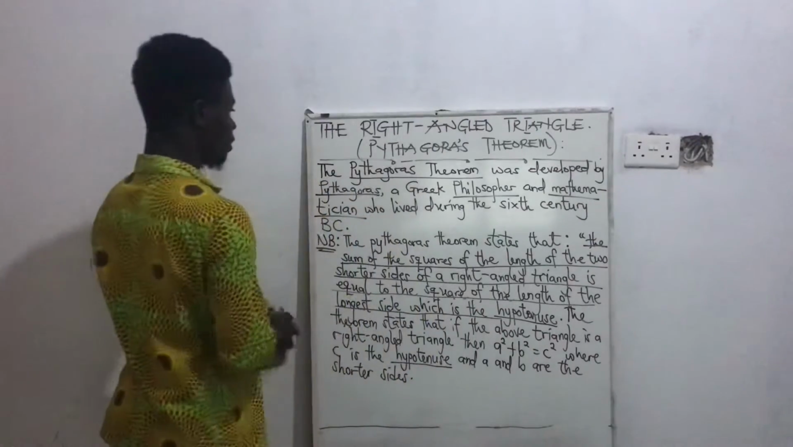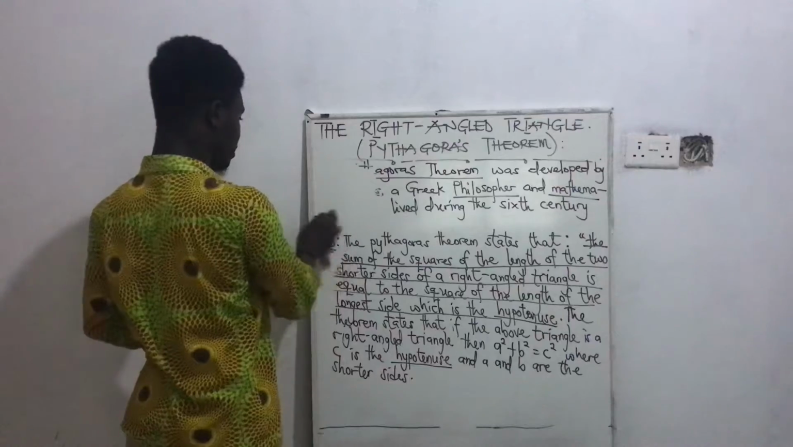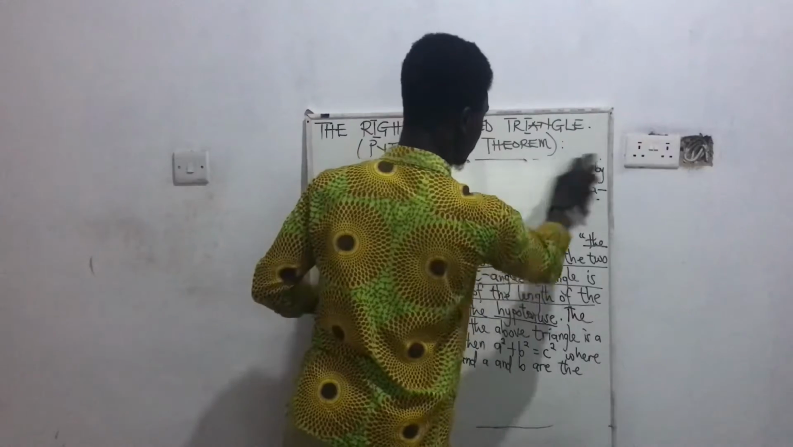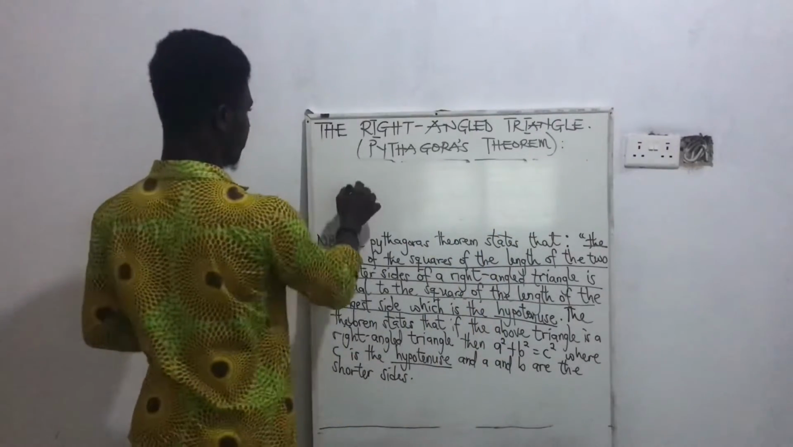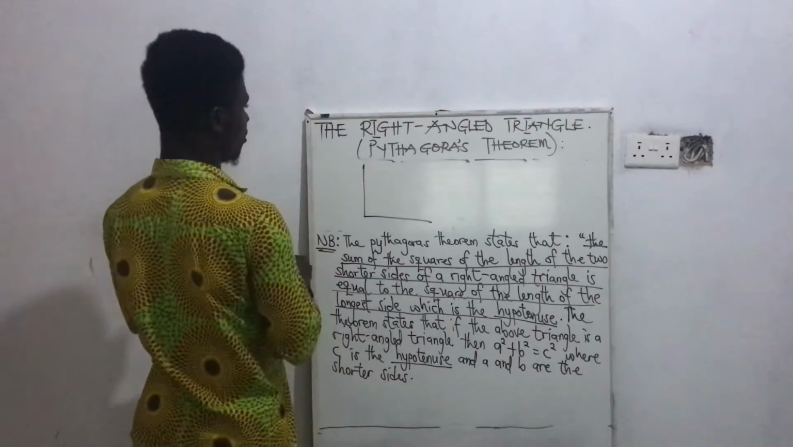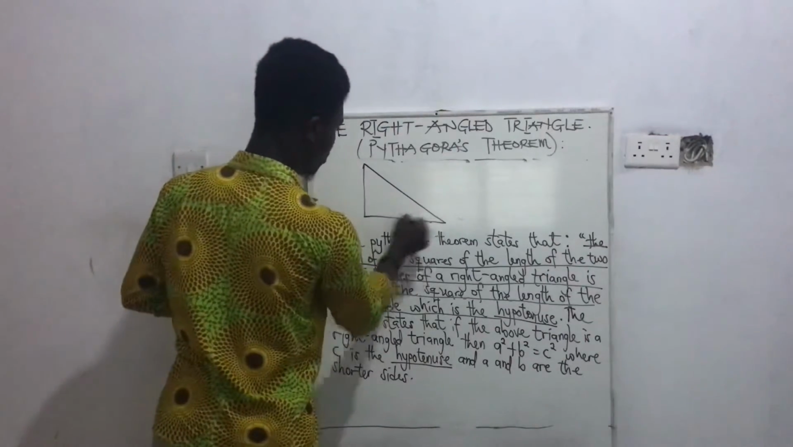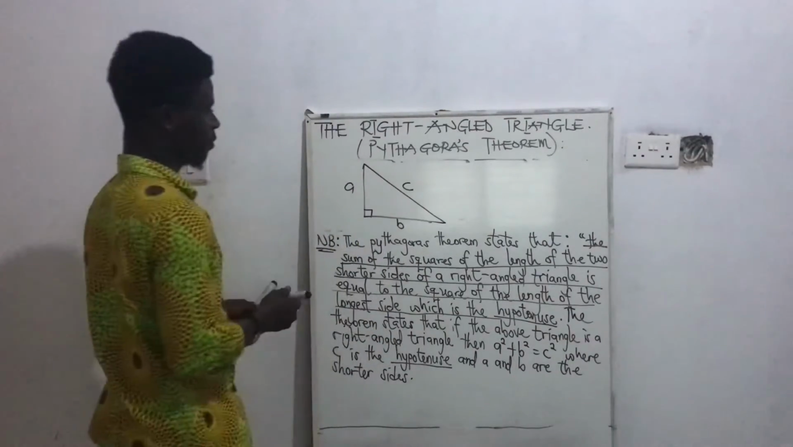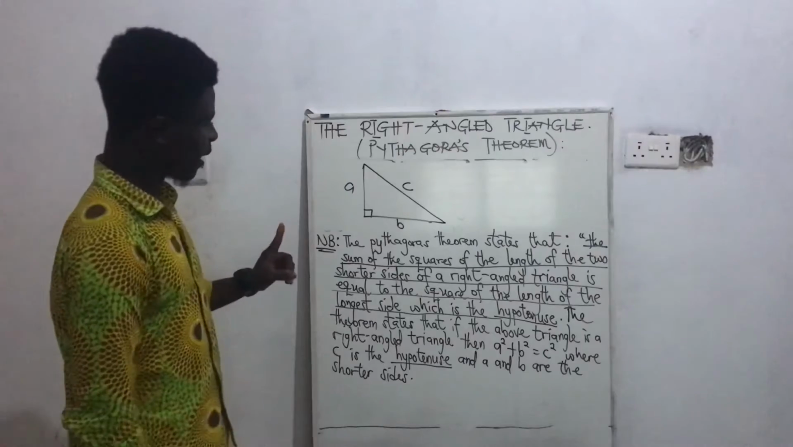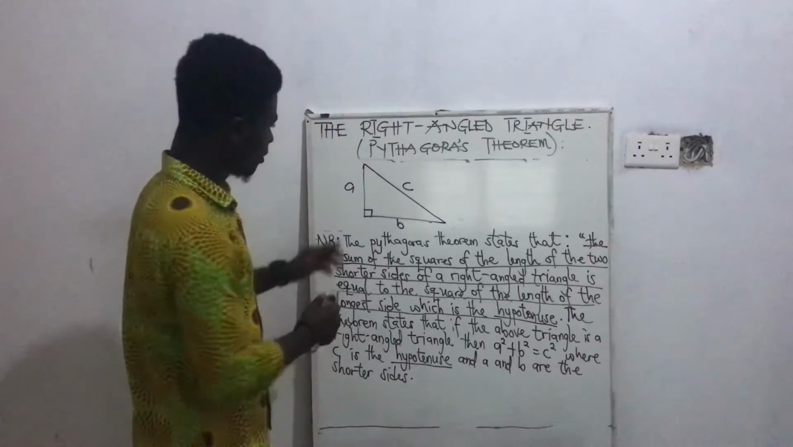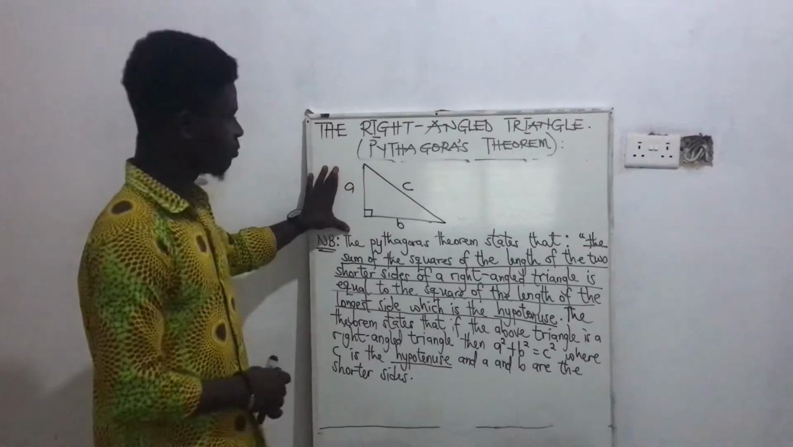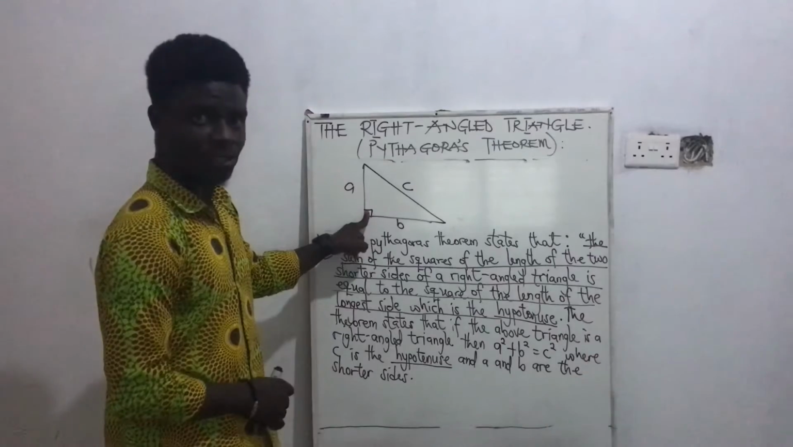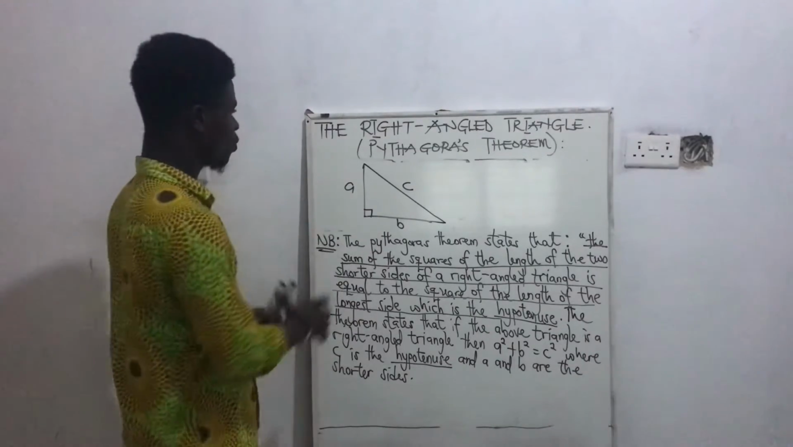So let me clean this place. And let's see. So I have here A, B, then C. So the Pythagoras theorem. This is a right angled triangle. We have the right angle triangle here. That's 90 degrees, a right angle.